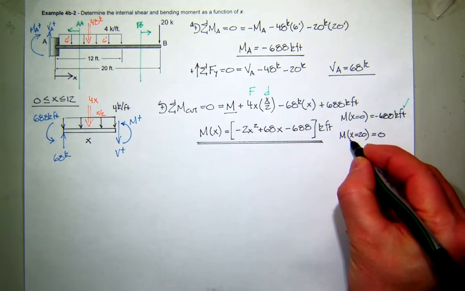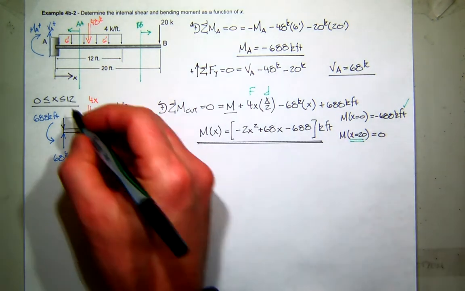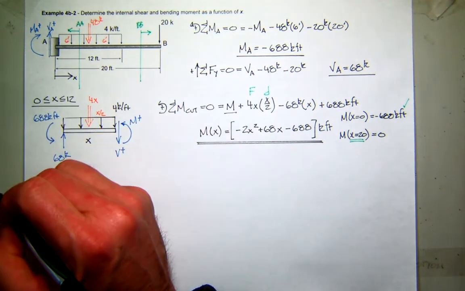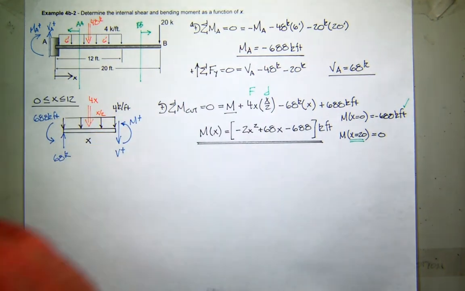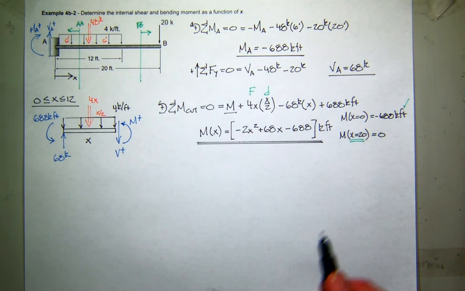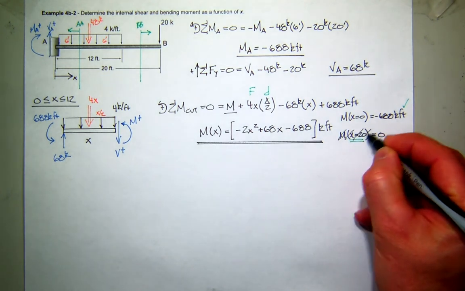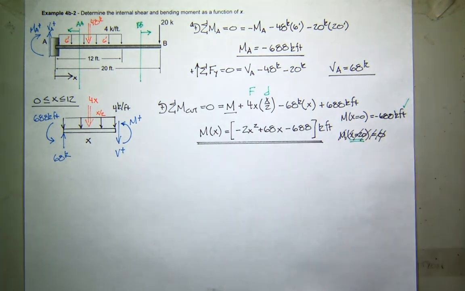x is equal to 20. What's the range of our equation? 0 to 12. It's not valid at 20. Oh. A serendipitous lesson. You can't ask for things that are out of range. It doesn't work. I don't know if I planned that. Did I plan that? I don't know. All right, let's finish this.